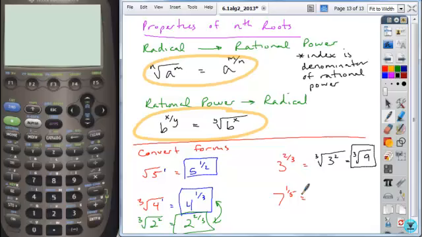And then 7 to the power of 1/5. We take our radical, the base of 7 to the power of 1, so we can just leave it 7. The index of 5 is written along our radical.